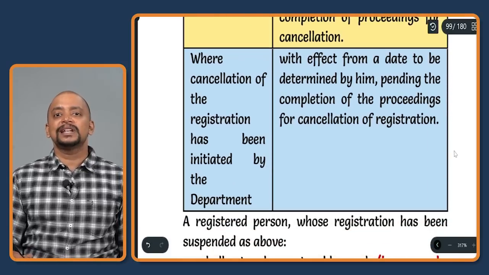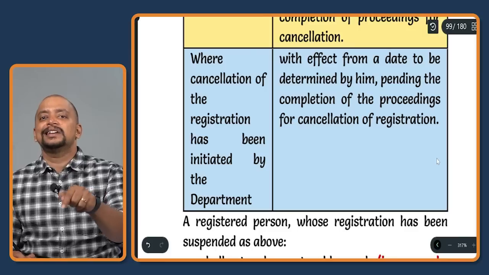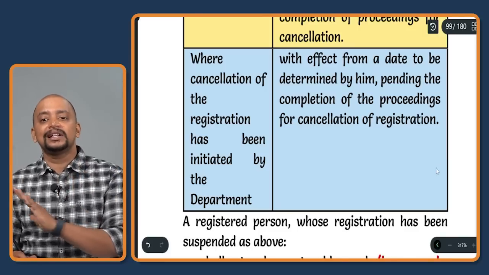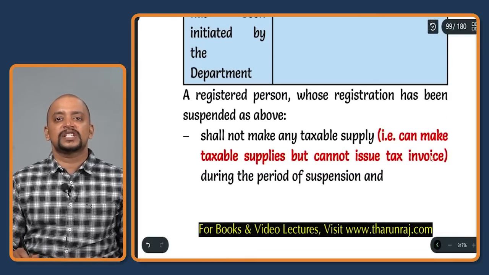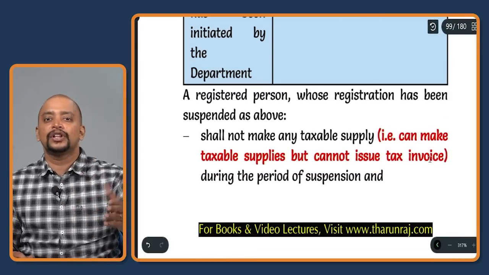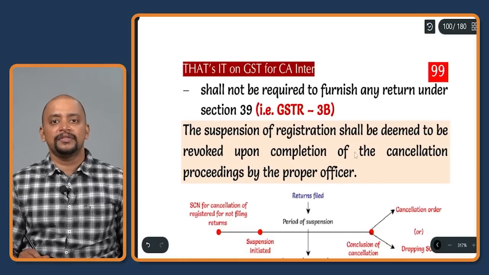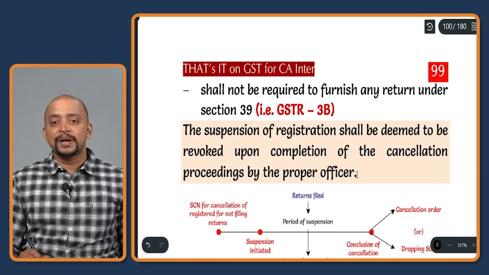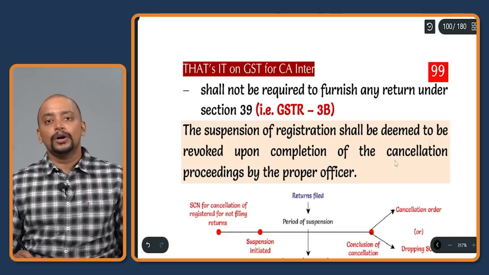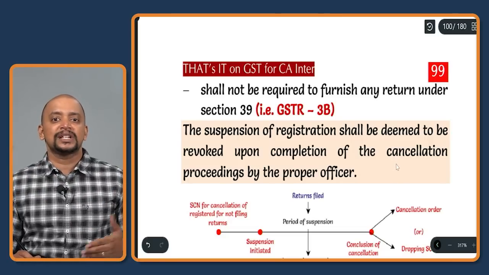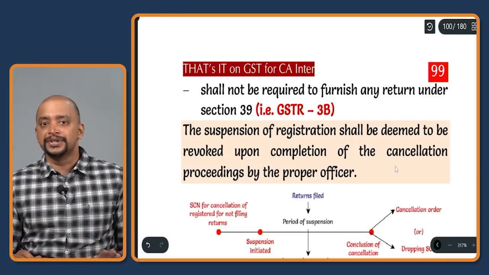Suppose if proper officer initiates cancellation, they will give a notice and they will specify from which date the suspension will start, from that date till the conclusion of cancellation proceedings. During the period when their registration is suspended, they cannot give tax invoice on their outward supplies, and they cannot file return for availing the ITC on inward supplies. Then the suspension of registration is deemed to be revoked at the conclusion of cancellation proceedings. What could happen at the conclusion of cancellation proceedings? Either they will pass a cancellation order or they will allow the person to continue in the registration.